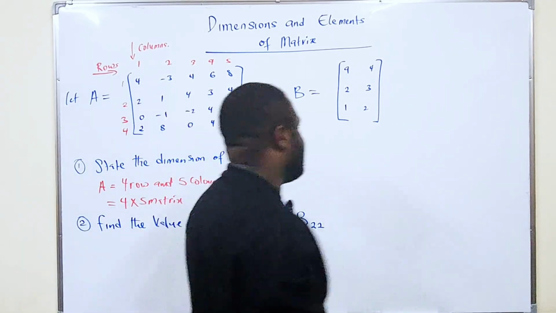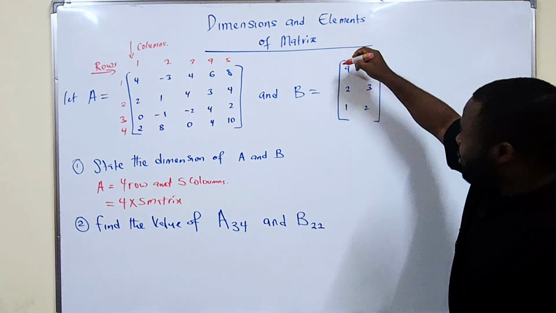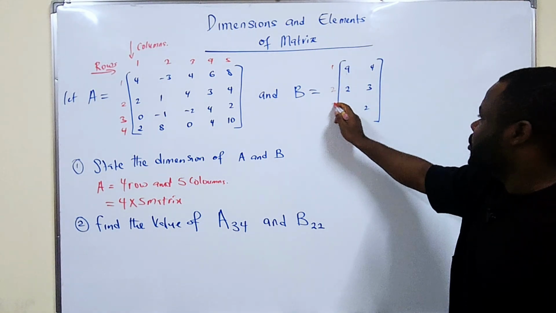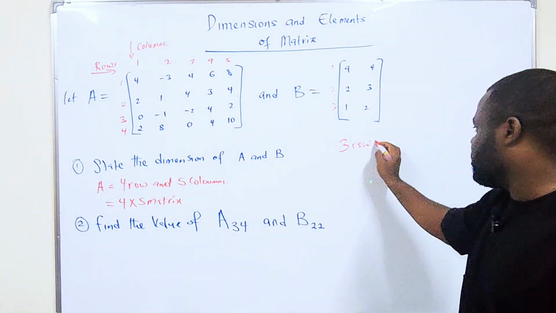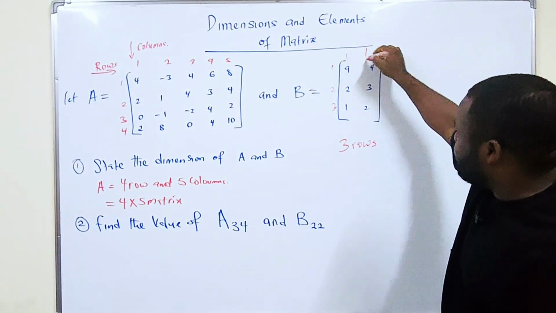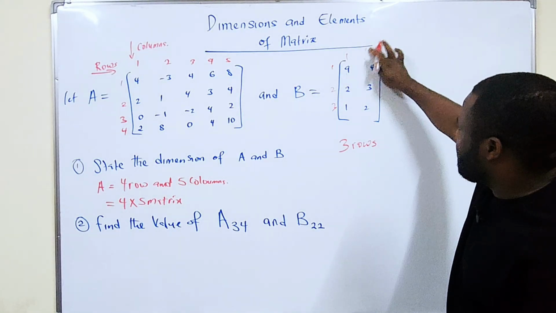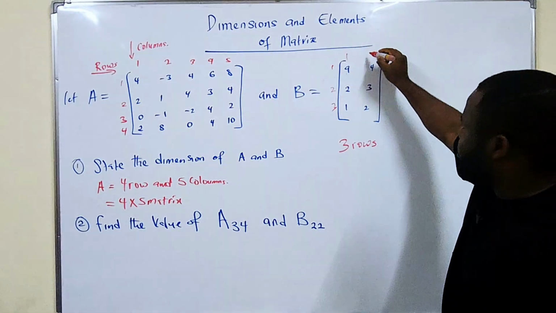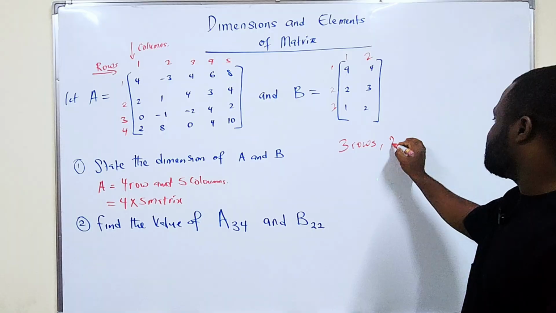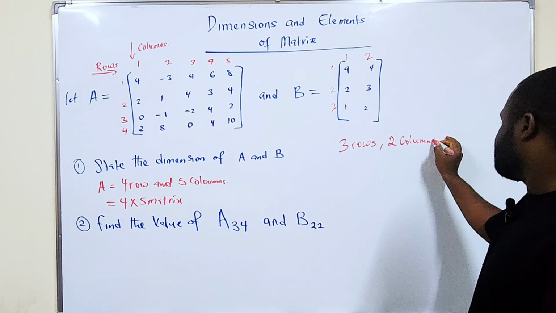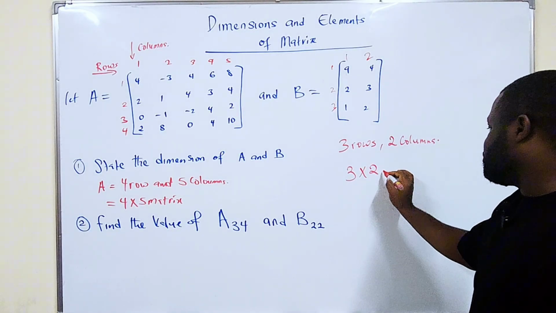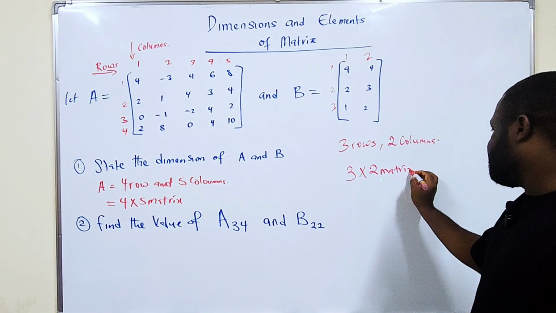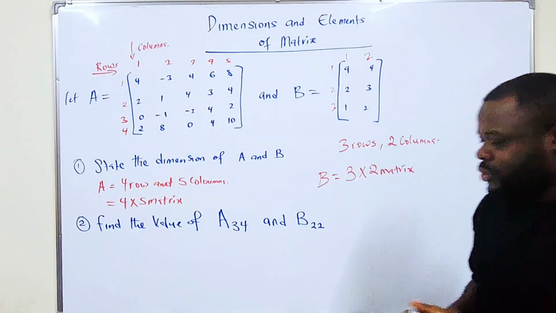So for B, I'm going to come here. How many rows do we have? We have 1, 2, 3. So we have 3 rows. Then how many columns do we have? 1, 2. So we have 2 columns. So this will be a 3 by 2 matrix. That is for B. So that's how to do it.